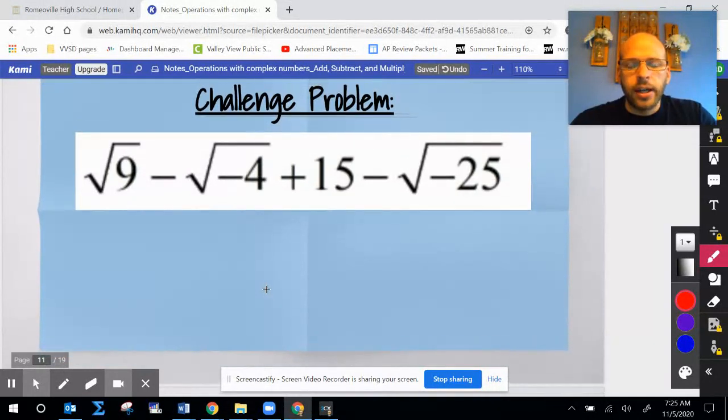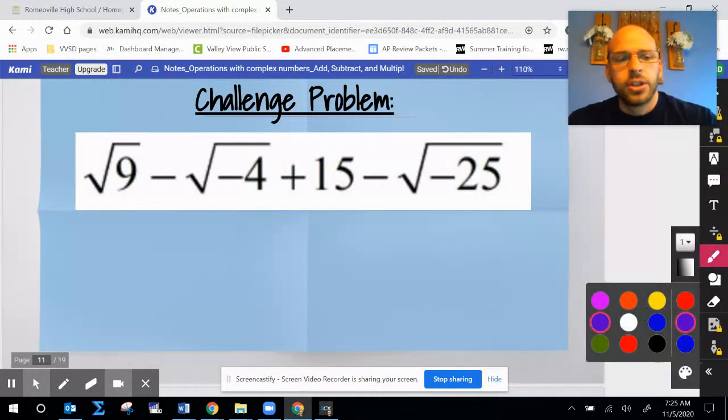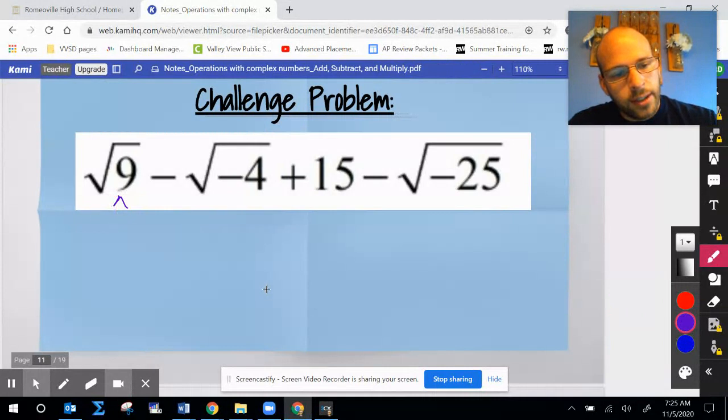Okay, so now we're going to piece together something from the previous lesson into this one. What I want to do is reduce each one of these radicals, and then collect the like terms at the end. So if I have the square root of 9, this is the square root of 3 times 3. Well, we have a pair of 3's, right? So we know that property, the square root of 3 times 3 is just 3.